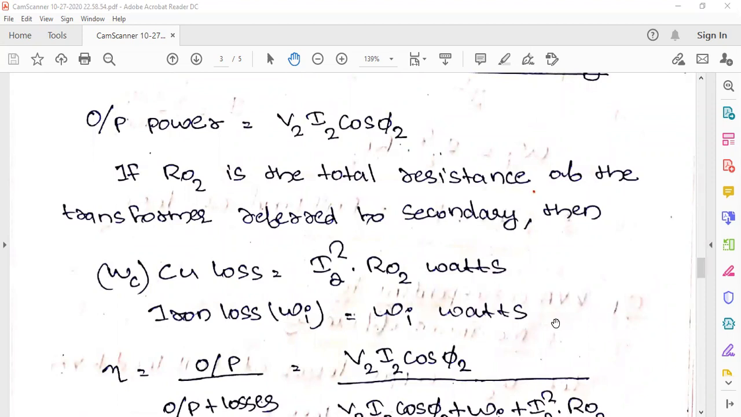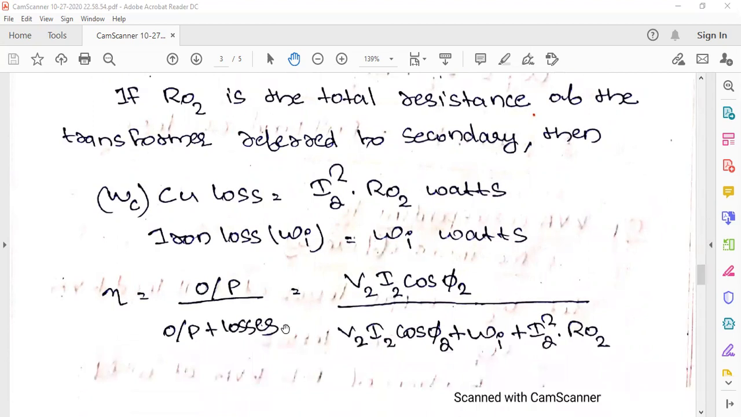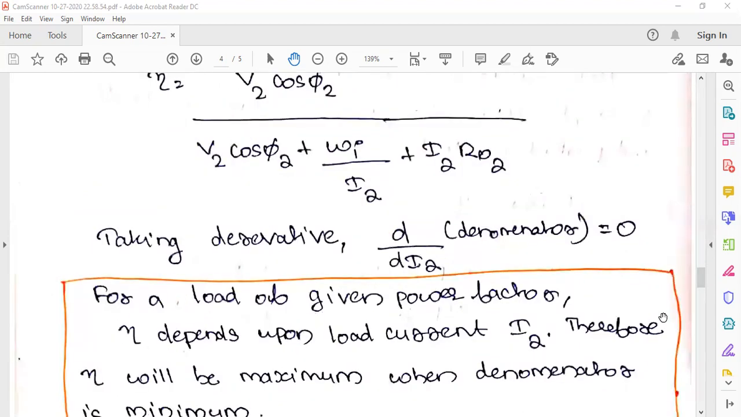So let's refer it to the secondary. So I2 square R02 watts, and iron loss will be Wi watts. So efficiency is output by output plus losses, that is V2 I2 cos phi 2 by V2 I2 cos phi 2 plus Wi plus I2 square R02. Right?